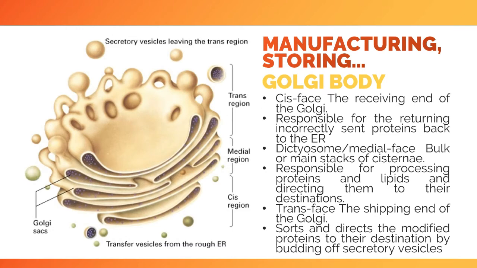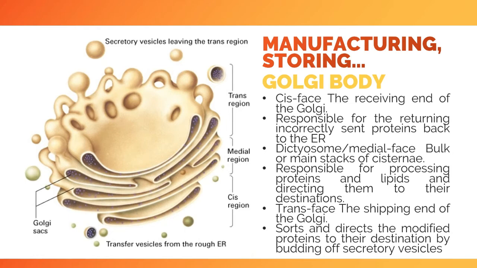Okay. Other facts about the Golgi body. It is composed of three regions: the cis region, the medial region, and the trans region. For the first one, we have the cis region. It is the receiving end of the Golgi body. It is responsible for returning incorrectly sent proteins back to the endoplasmic reticulum.